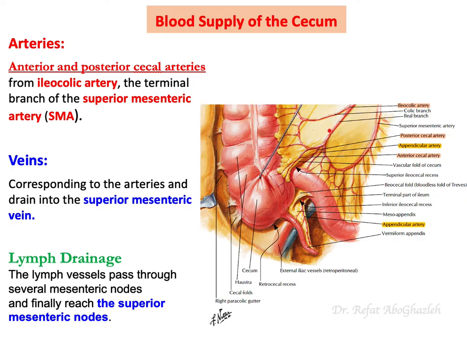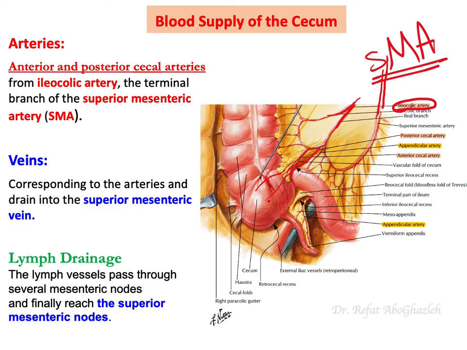Excellent. Okay, so what about the blood supply of the cecum? Well, that's very simple. If you remember the superior mesenteric artery that gives a very important branch, which is the ileocolic artery that has colic branch and ileal branch. That's why it's called ileocolic artery, which is a branch of superior mesenteric artery. Now, of course, it gives two branches, the anterior cecal and posterior cecal arteries that supply the cecum. Regarding veins, the same, it drains into superior mesenteric vein.